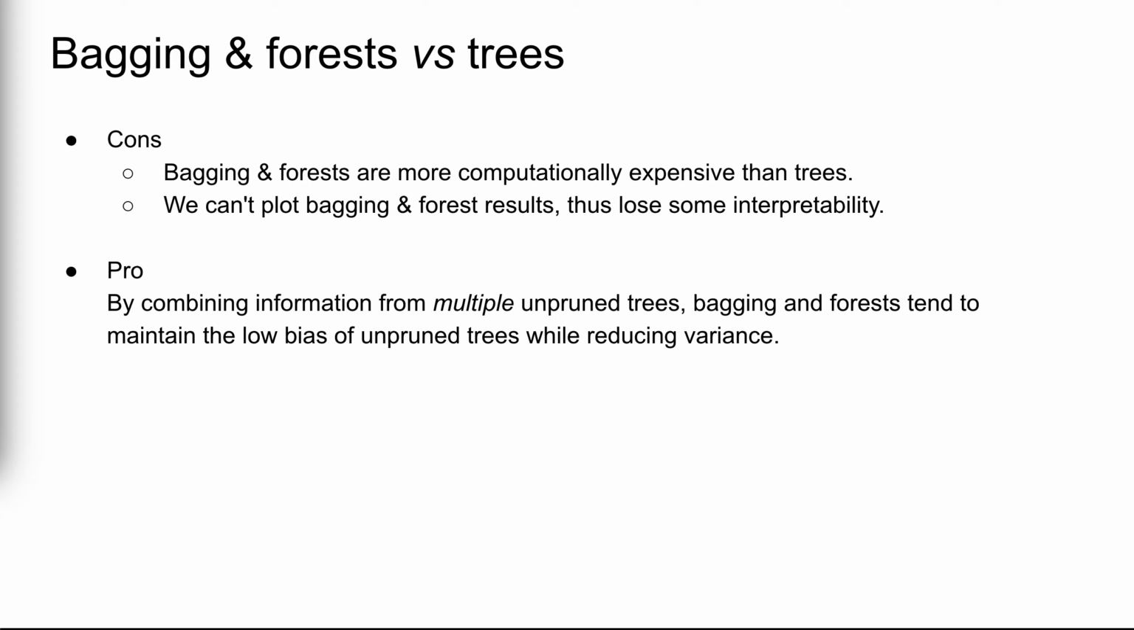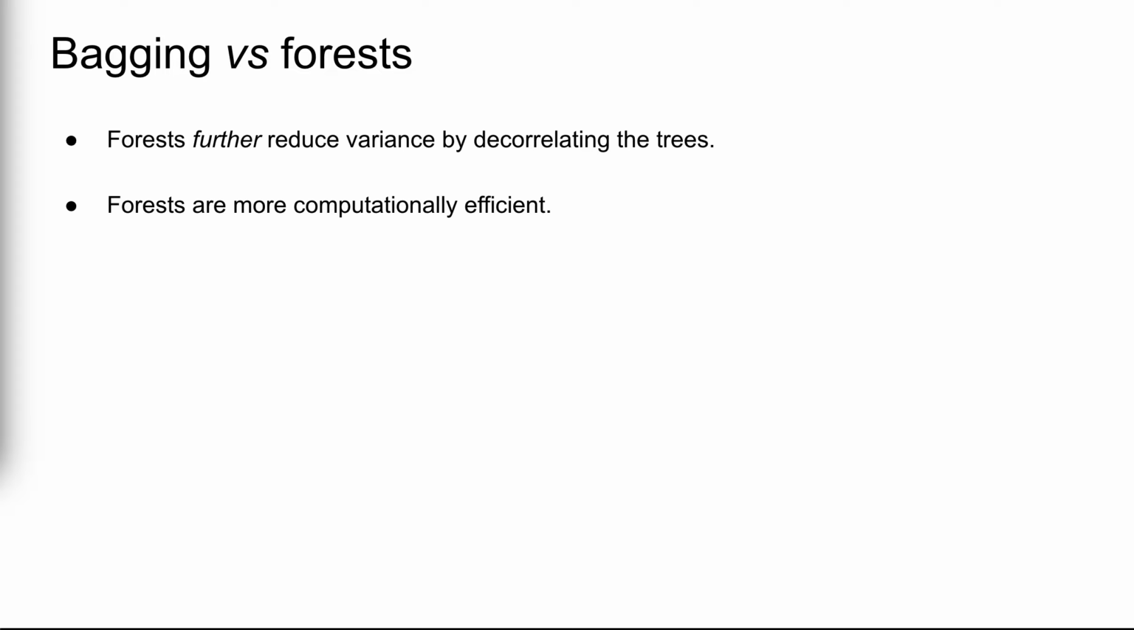However, the pros tend to outweigh the cons here in terms of performance. By combining information from many unpruned trees, bagging and forests tend to maintain the low bias of unpruned trees while also reducing variance. That is, these methods will be more stable and are less prone to overfitting. Relative to each other, forests have some advantages over bagging. Not only do they further reduce variance by decorrelating the trees, they're more computationally efficient. They only have to consider and compare a smaller subset of the predictors in each split, not all of them.